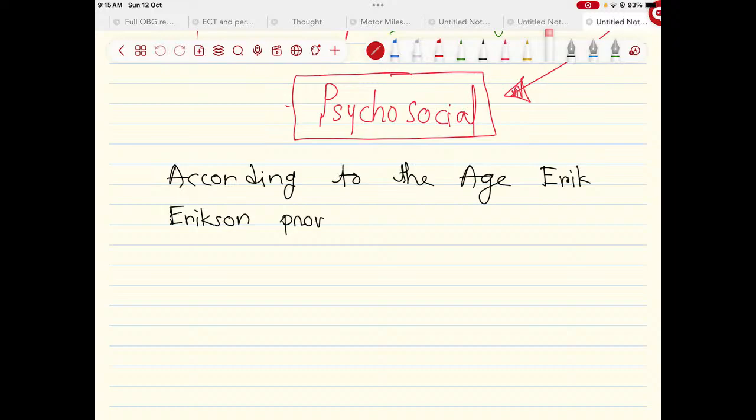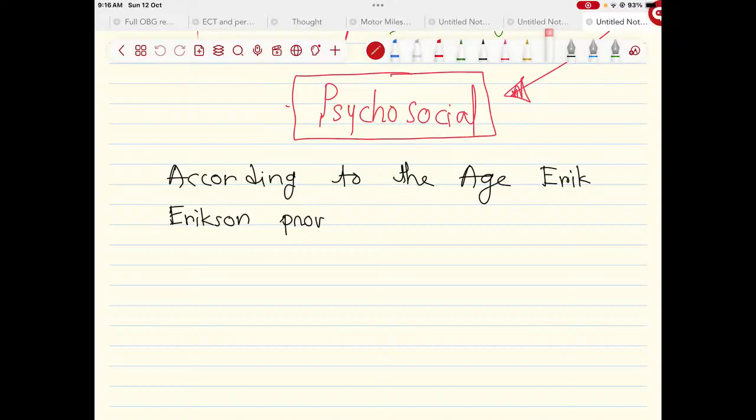Initiative versus guilt. This is the age of 4 to 6 years. Initiative means they start to initiate work, they initiate playing and other things. Versus guilt, meaning if they did anything wrong, then they think I did wrong, and feel guilt. So initiative versus guilt.